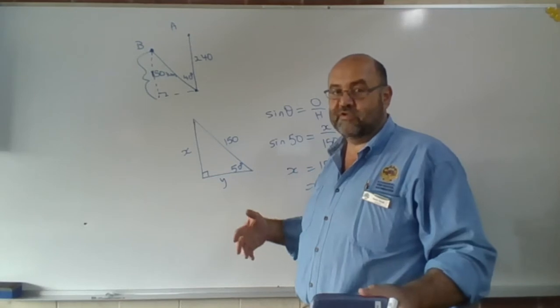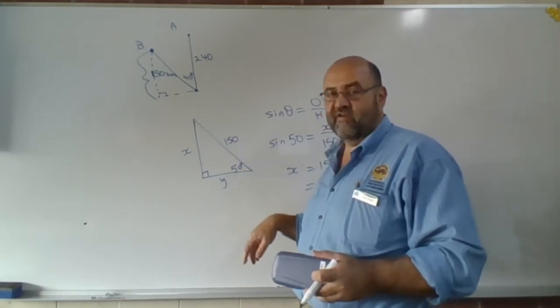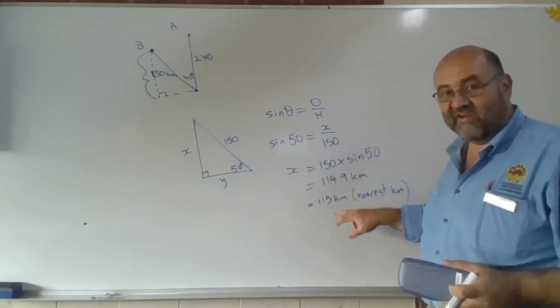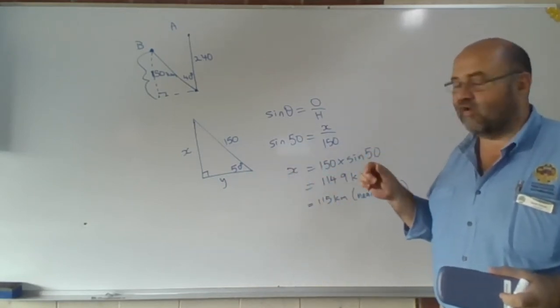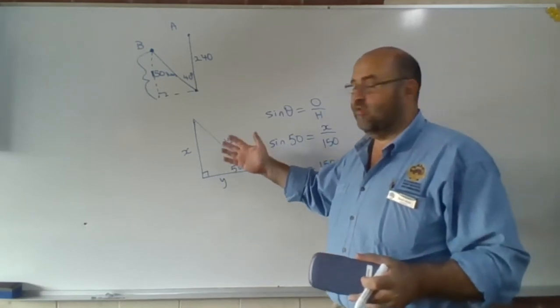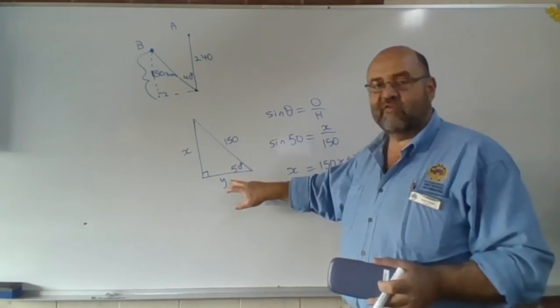Either approach should get you the same answer. So that's 150, and that's 50 degrees. The same answer. Bear in mind that we had to do some rounding off here. So if it's slightly out from one method to the other, that'll be the rounding. But let's use trigonometry. So that's 150, that's 50, and we want to find y.